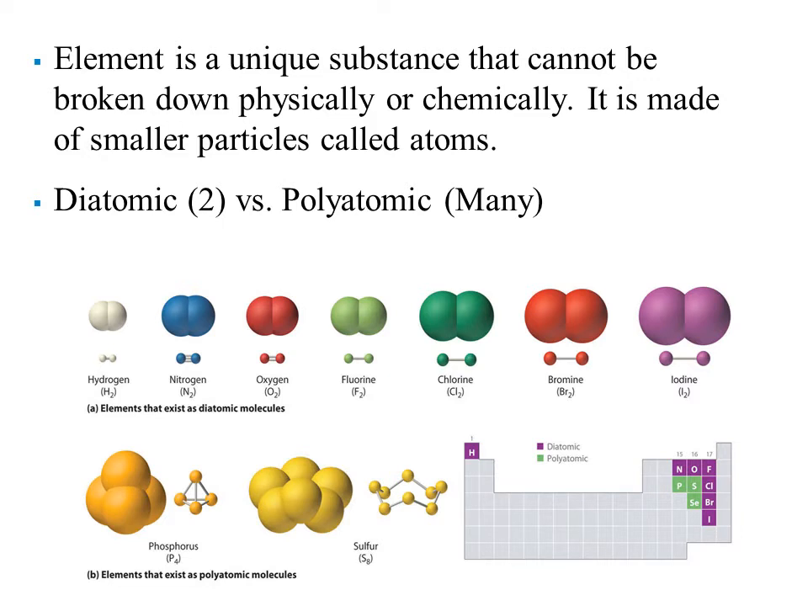An element is a unique substance that cannot be broken down by physical or chemical means. An element is made of smaller particles called atoms. We will talk about two types of elements, a diatomic atom and a polyatomic atom. In a diatomic atom, we have two atoms chemically linked together. An example would be oxygen, O2. An example of a polyatomic atom would be phosphorus, P4. These atoms are chemically linked together.